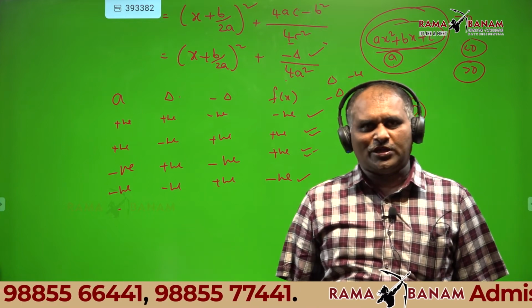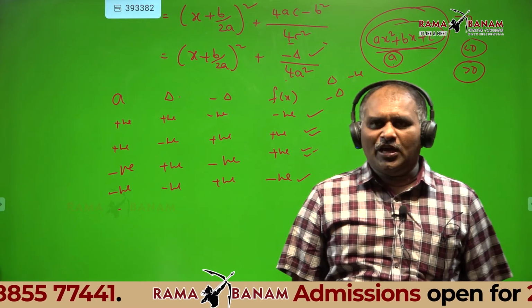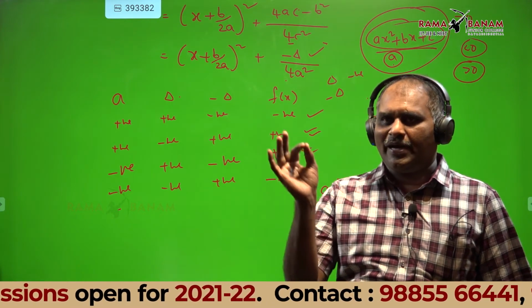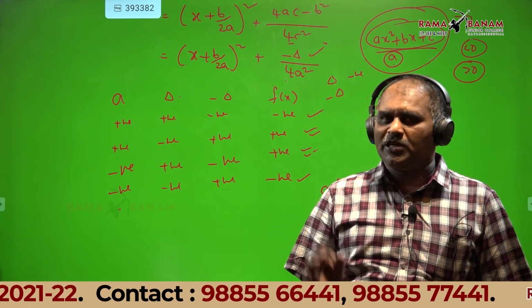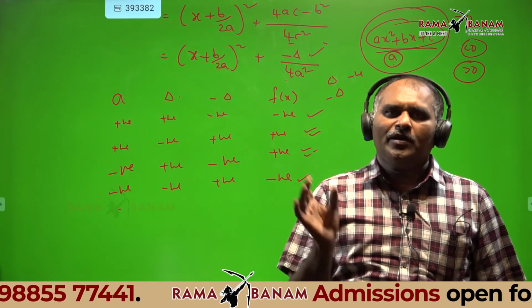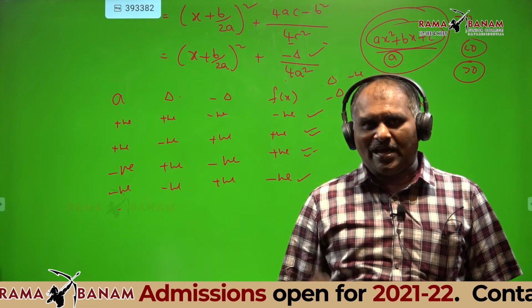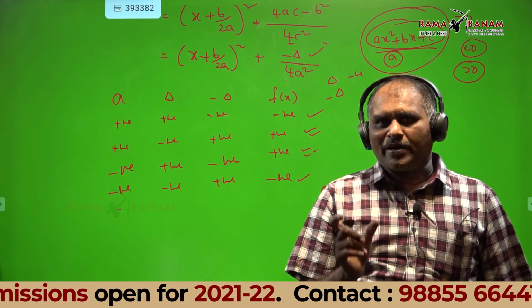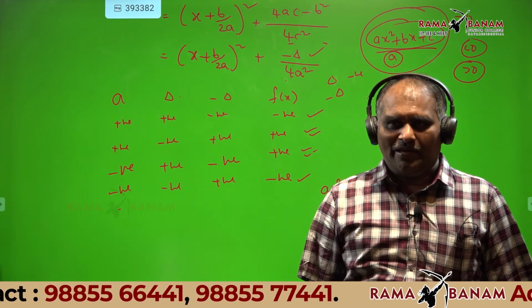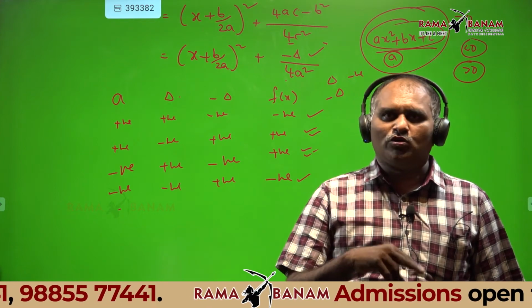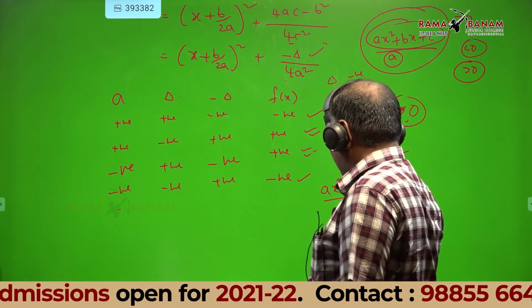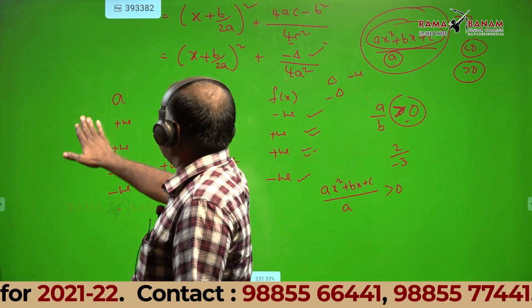Do you understand the two statements? Yes, sir. Therefore, here internally what you learn: when the quadratic expression is greater than 0, a and delta have opposite signs. When the quadratic is less than 0, a and delta have the same sign. Either both are positive or both are negative. Do you understand? Yes, sir. First copy this one.